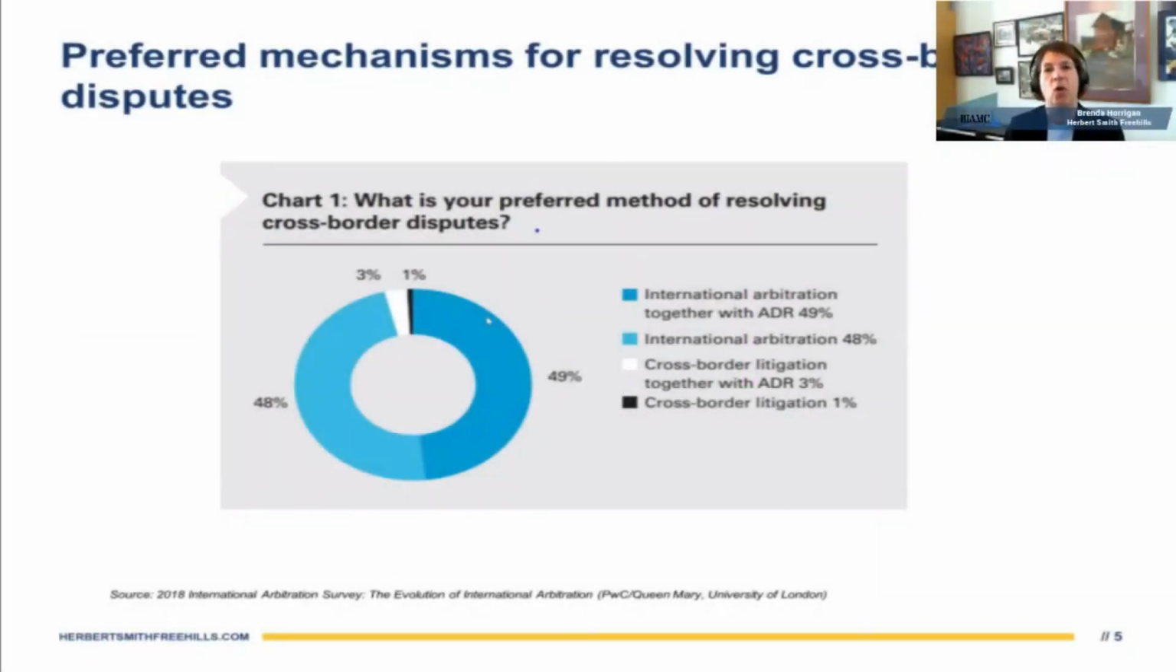Basically, anytime you have money crossing a border, you're going to want arbitration. And if you look at the statistics on the slide here, this is from a 2018 International Arbitration Survey that was conducted by PwC and Queen Mary, University of London. You'll see that of the respondents, 49% said that their preferred method of resolving cross-border disputes is international arbitration, combined with other forms of ADR, usually mediation in this case.